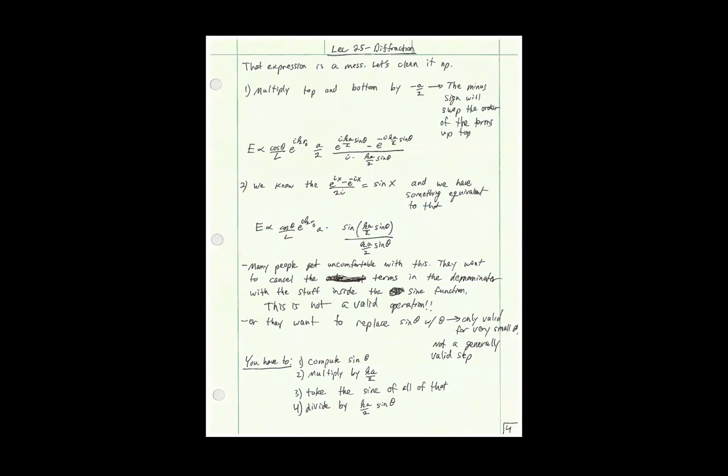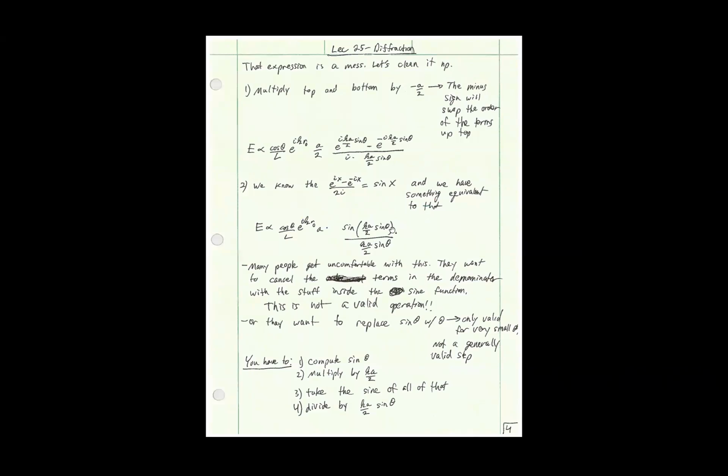And again, I know it looks like a mess because there's a whole bunch of symbols on the page, and a lot of people get uncomfortable with it, and they start trying to skip steps in the algebra. They want to cancel terms in the denominator with stuff that's inside the sine function. You don't get to do that. Some people want to replace sine theta with theta. That's something that you can only do if theta is small, if you know in advance that theta is small. And even then, it's only approximate. We're not going to be approximate right now. We're going to be as exact as we can be.